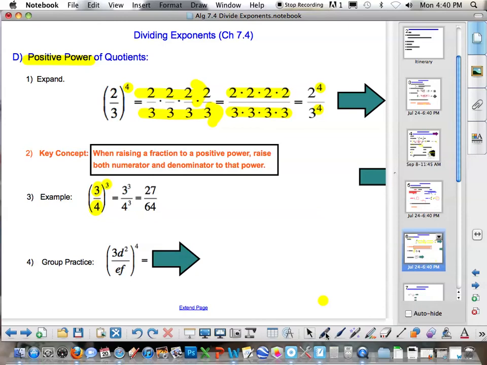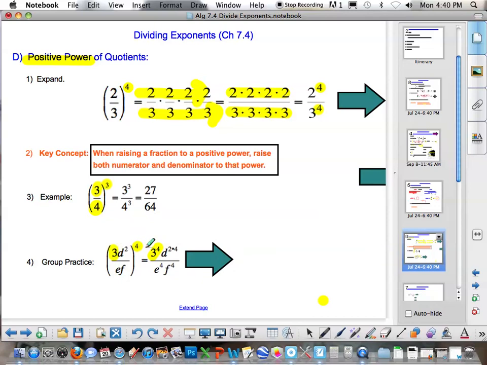The exponent of 4 has to be attached to both the numerator and the denominator. That 4 gets put on everything on the top and everything on the bottom. So it'll look something like this. The 4 gets attached to the 3. Okay, that becomes 4 to the 3rd power. I'm sorry, I said that backwards: 3 to the 4th power. Our coefficient is 3.